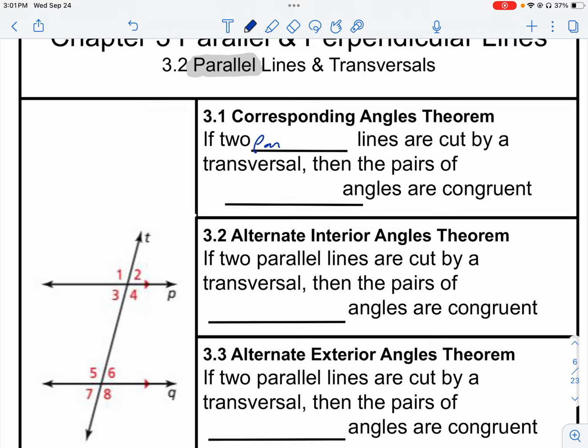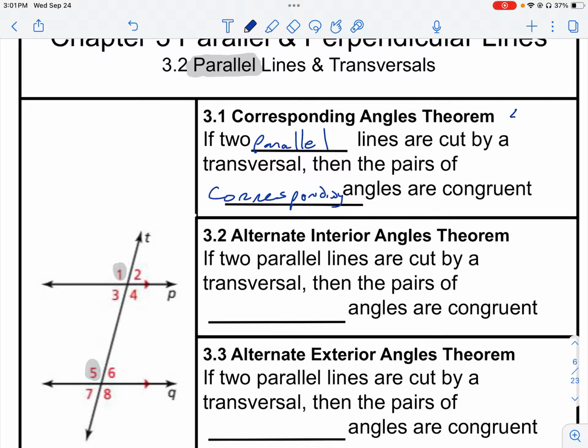If two parallel lines are cut by a transversal, then the pairs of corresponding angles are congruent. So, as we recall, corresponding angles are on the same side of the lines, same side of the transversal.